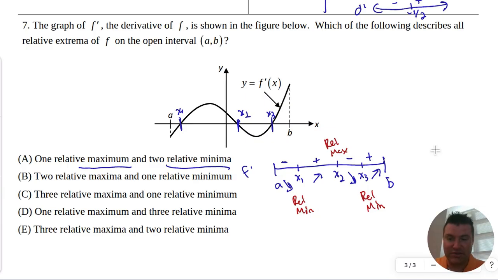2 relative maxes, that's not true. C, 3 relative maxes, that's not true. D is 1 relative max, which matches, but then it says 3 relative min. That's not true. And then E is 3 relative maxima.